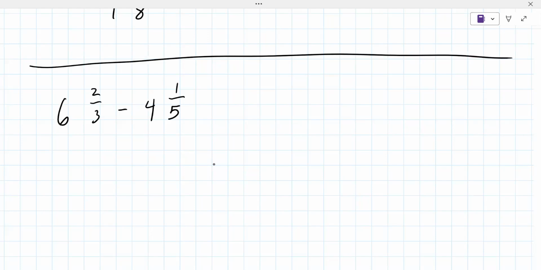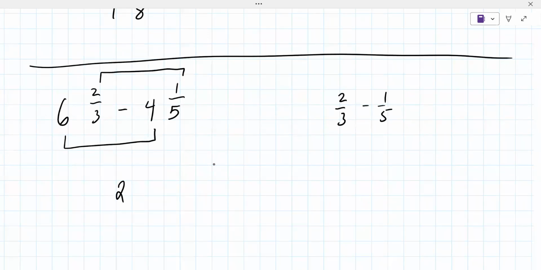Okay. Hold on. So I subtracted 6 and 4 and got 2. Okay, and then I subtracted 2/3 and 1/5, but I had to get a common denominator, so I got 15 for the common denominator. And then for the first one, I got 10 over 15, and for the other one, I got 3 over 15. And that's where I am right now.